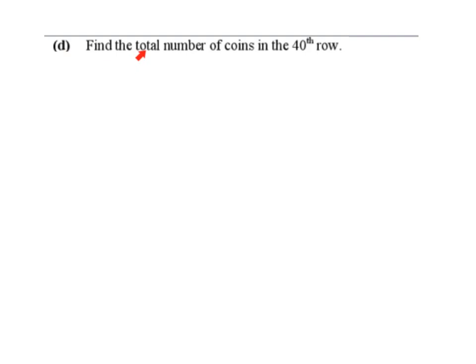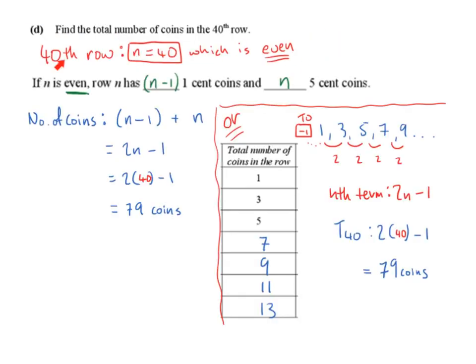Part D, find the total number of coins in the 40th row. Well, the 40th row would be n equal to 40, which is even, so we can use this statement that we just worked out. If n is even, then row n has n minus 1 1-cent coins and n 5-cent coins. So the number of coins is going to be n minus 1 plus n. So that's the number of 1-cent coins plus the number of 5-cent coins.